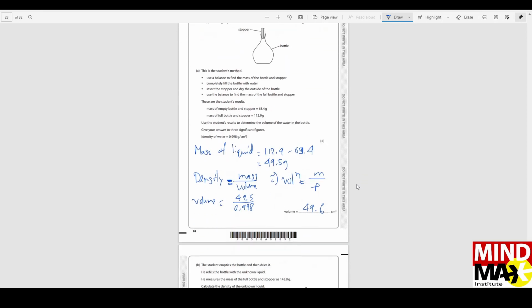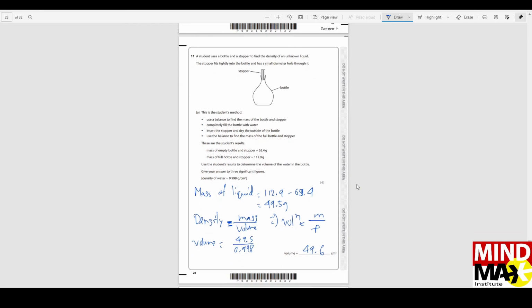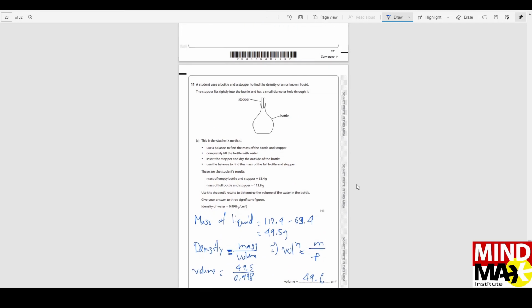Okay. Last question, number 11. Here they're asking us to find, in this bottle they have put water, the volume of the water that's been put in. To find the volume of the water, we have to make use of this formula. Volume is mass by density. So the mass of the water they have found using calculation.